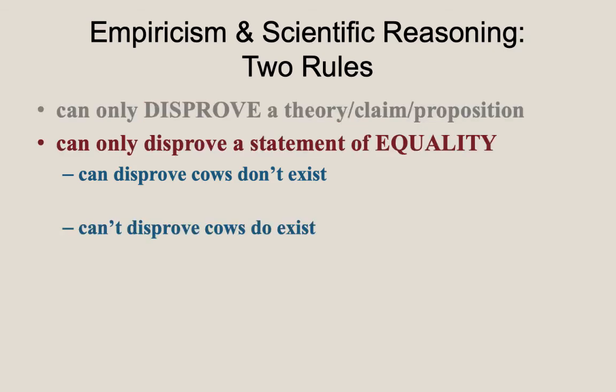Now, the second rule is that I can only disprove a statement of equality. So, what was my statement of equality with the cow scenario? The way we represent the statement cows don't exist is written mathematically as the number of cows equals 0. So these two statements capture the same concept. To confirm, this was the statement I disproved, and it was indeed a statement of equality. Furthermore, I couldn't disprove the opposite statement, cows exist, because this would be represented as the number of cows is greater than 0, a mathematical statement that does not contain the condition of equality.